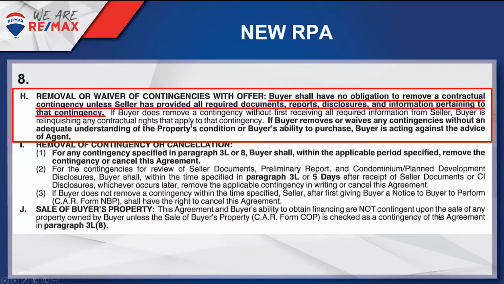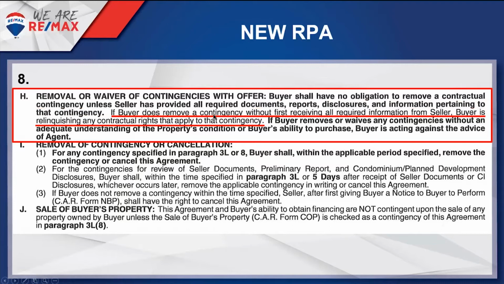The buyer has no obligation to remove contingencies unless the seller has provided all required documents. So removal of contingencies with the offer is a voluntary act by the buyer. They're not obligated to do it unless they've received all documents. Now, the buyer can still do that even though they haven't received all documents, and there could be some problems associated with that in both cases. I'll talk about that in a minute. Some disclosures are going to give the buyer back the contingencies. Other disclosures will not.